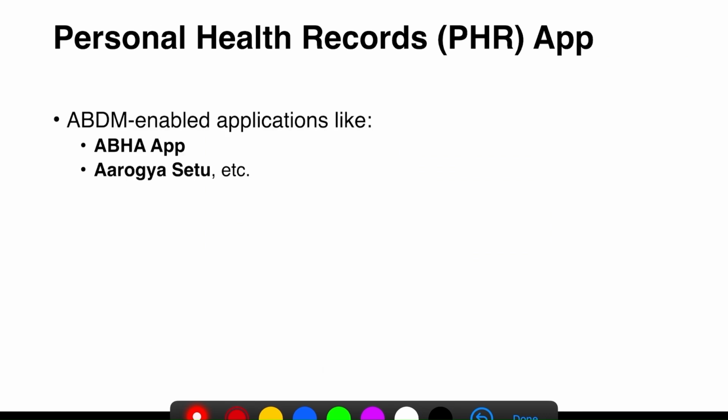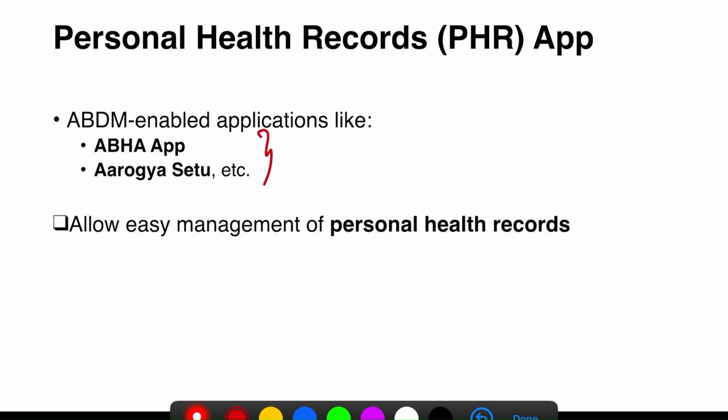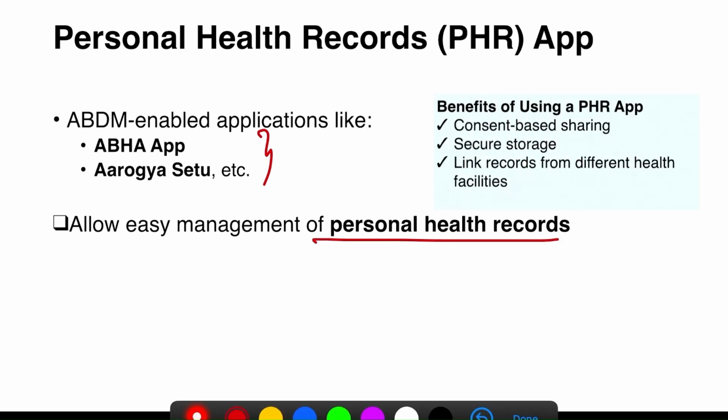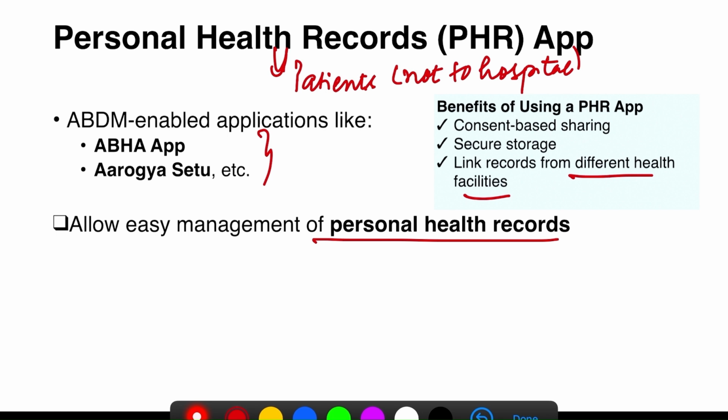The personal health record app allows individuals to store and manage their records digitally. It will be ensured through applications like ABHA app, Arogya Setu. This will allow easy management of their personal health records. And the benefits of using a PHR app include the consent-based sharing, a secured storage of digital health records, and it will help in linking records from different health facilities. So, control here is given to the patients and not to the hospital. So, without the consent of the patient, the records cannot be shared.